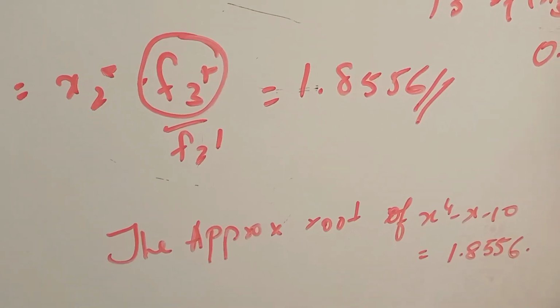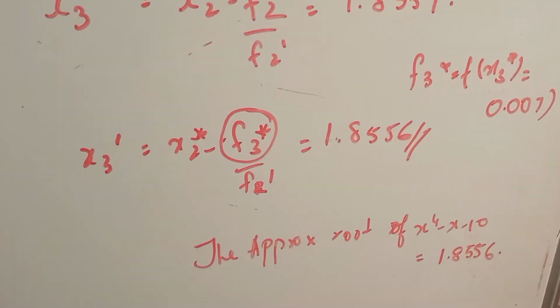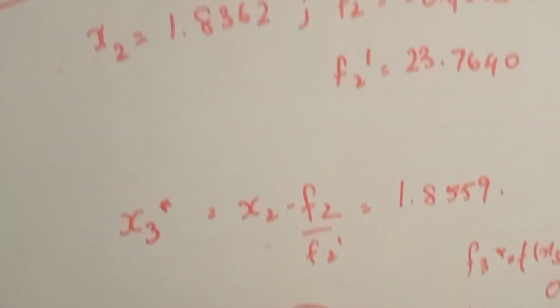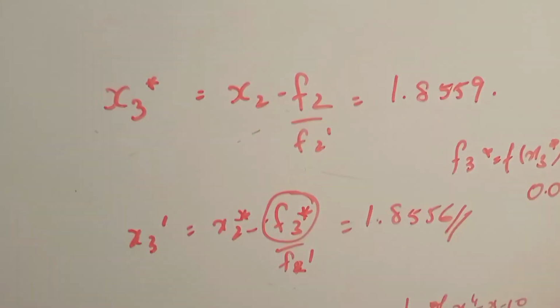So the third iteration also is same as follows. I'm just mentioning f2 star and f3 star. How did we get? That's all, and that is our approximate root.